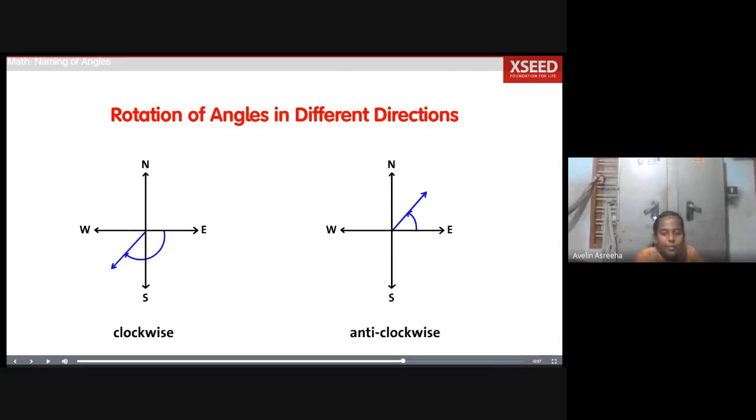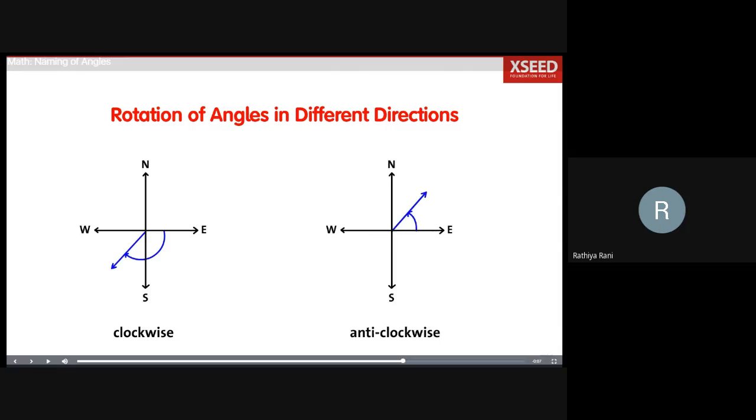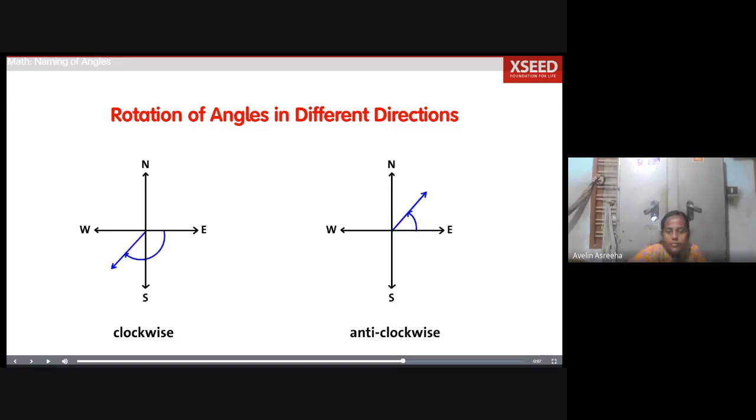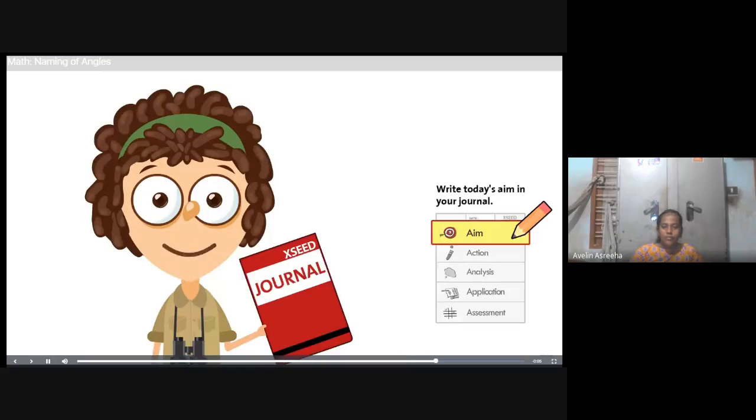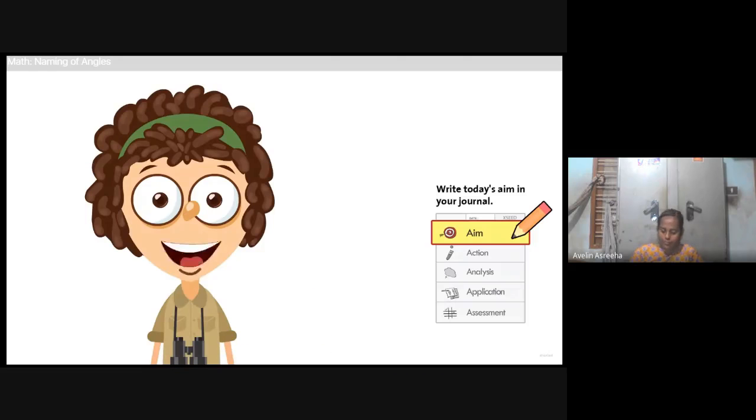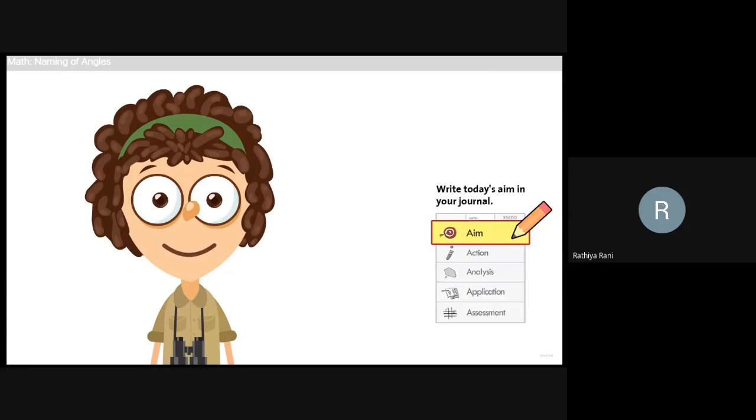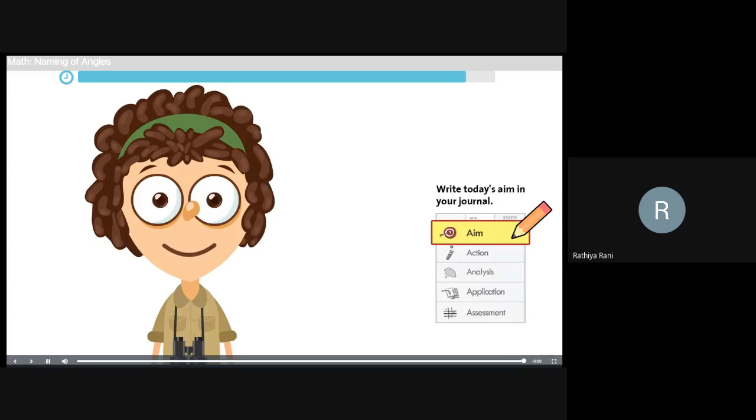So you know how to rotate clockwise and anti-clockwise, right? Do we want a protractor? No, dear, no. Now, write in your journal, what is the aim of the class today? Okay, write today's aim in your journal. Write the title as aim and write it.